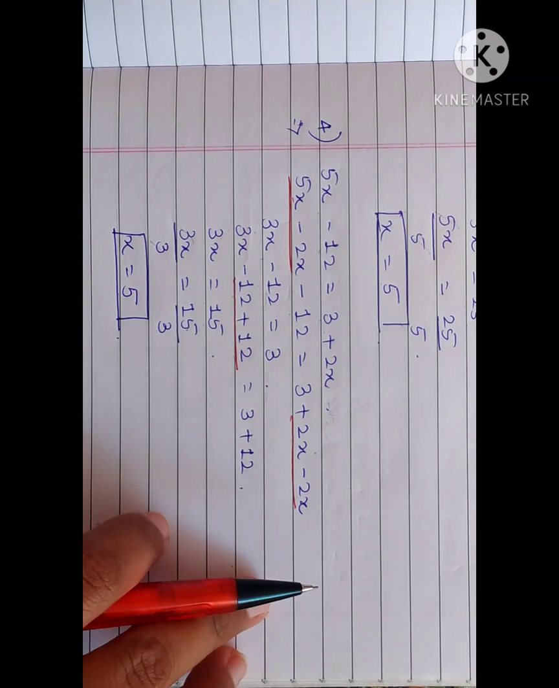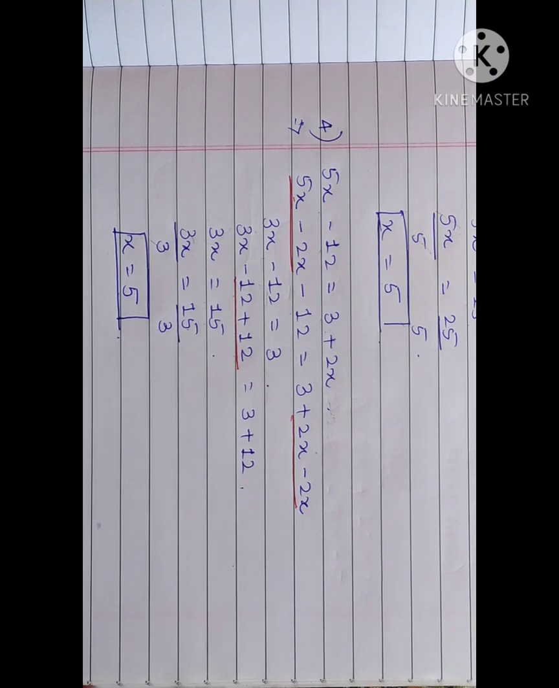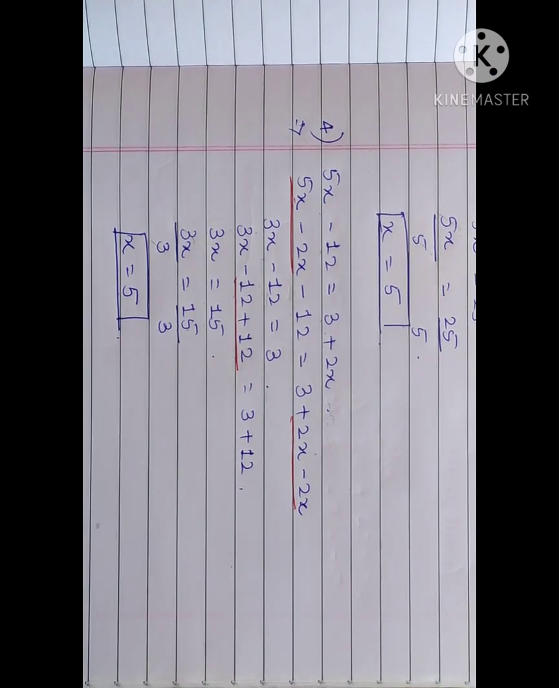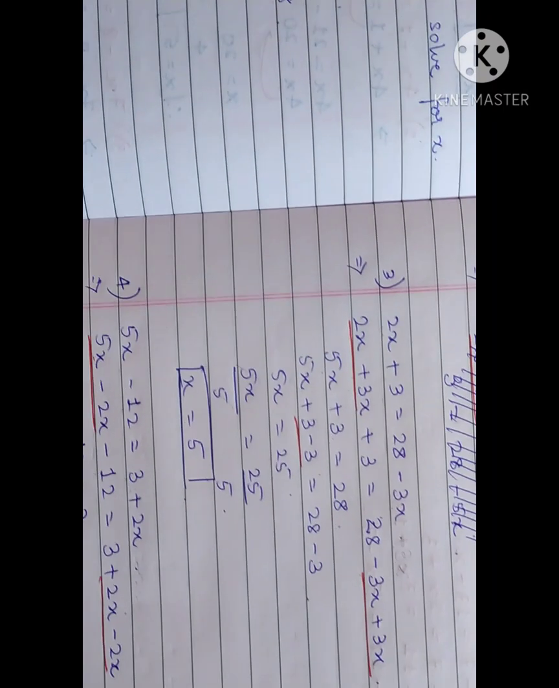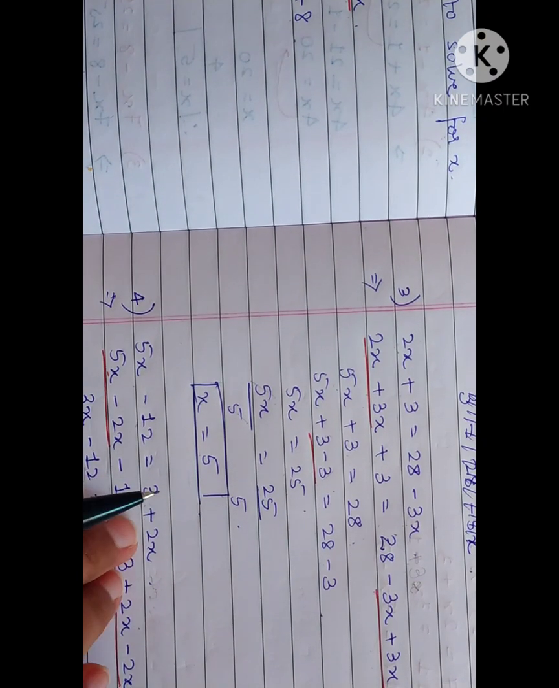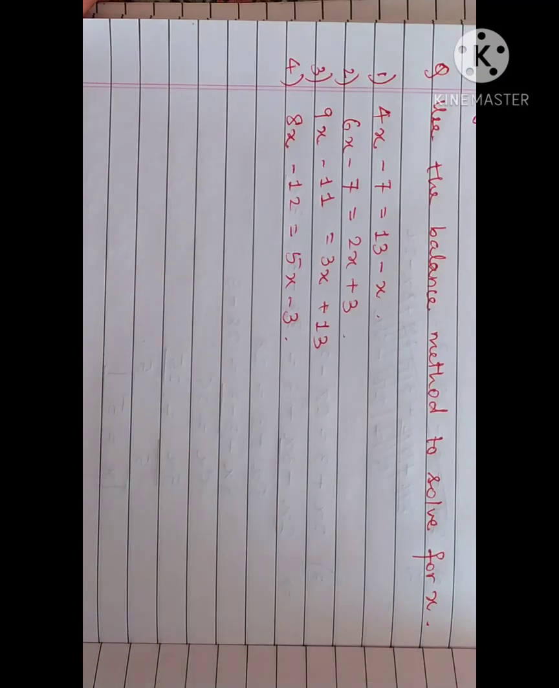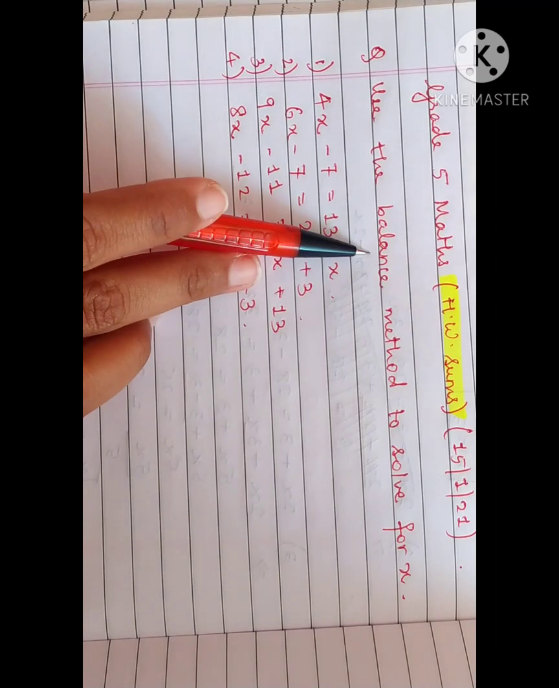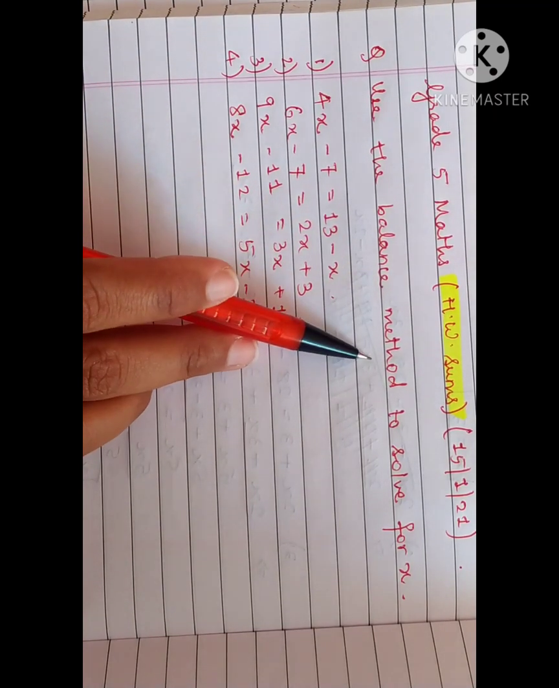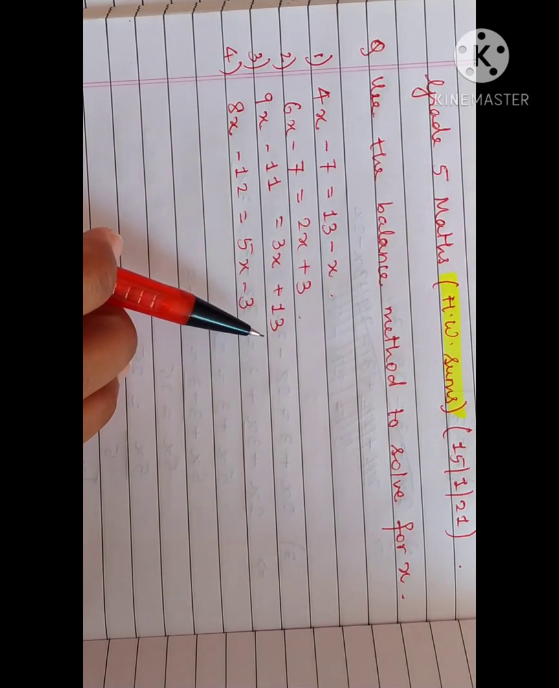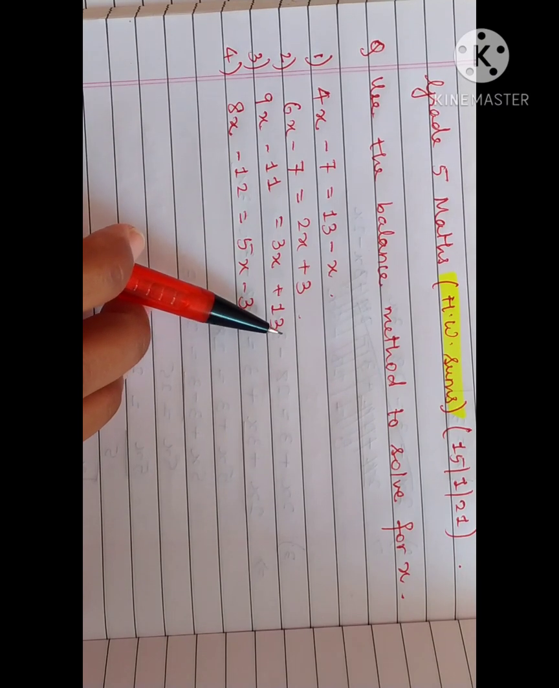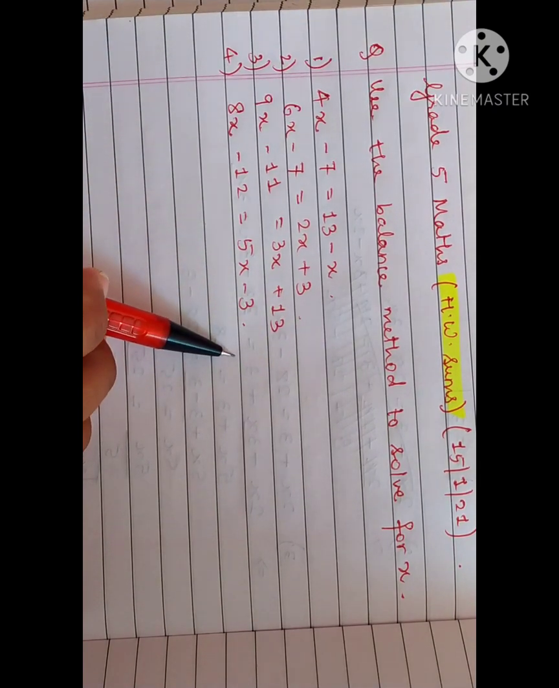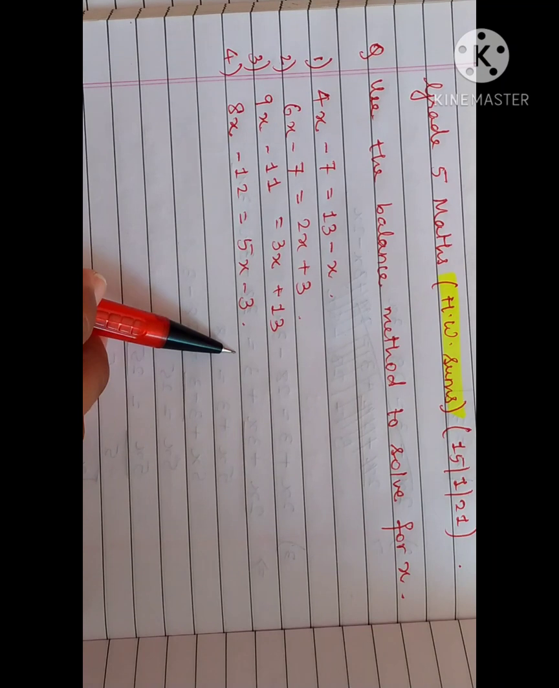Okay. So in this way, we solve equations to find the values of the variables in it by using the balancing method. Now these are the sums for today. You have to solve these sums by the same balance method. If it is specified, you have to solve by the balancing method, then you have to solve by the balancing method only. Okay. So solve these equations by balance method and get the values of x.